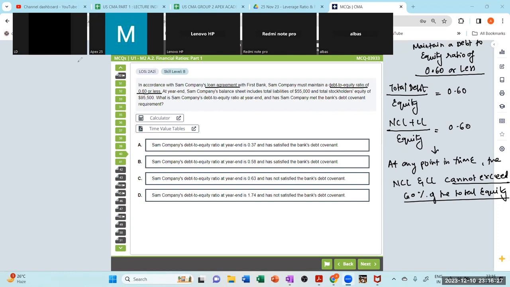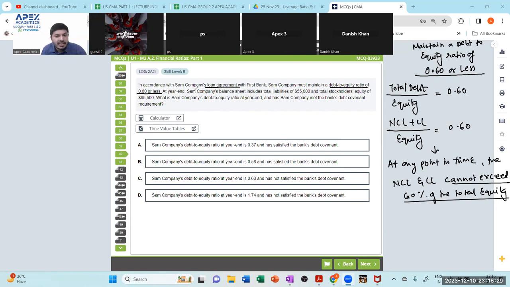Now see what is happening next. At the year end, Sam Company's balance sheet includes total liabilities of 55,000. Total liabilities means non-current liabilities plus current liabilities. How much is that? $55,000. And total stockholders' equity is $95,500.